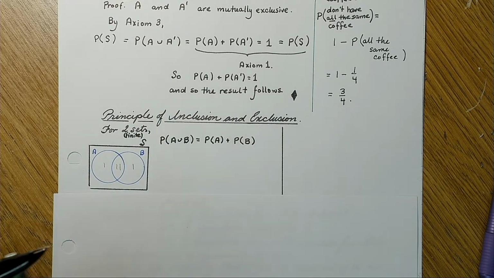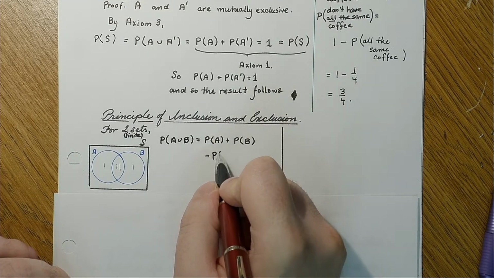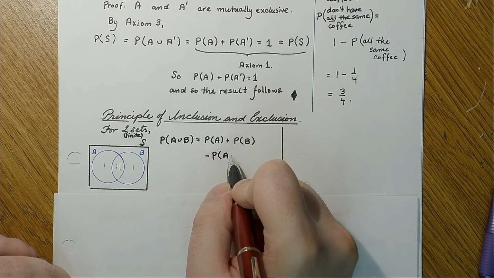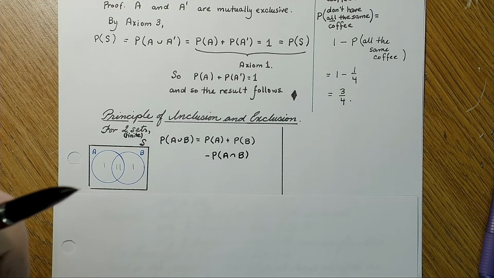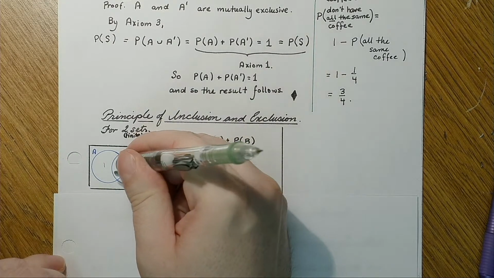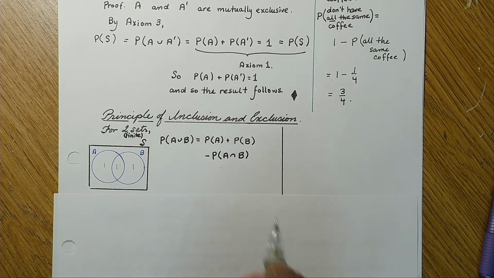So to fix that, I'm just going to subtract the intersection, so A intersect B. By doing that, I effectively can remove one of the marks. And so I just have 1, 1, 1 everywhere, okay?